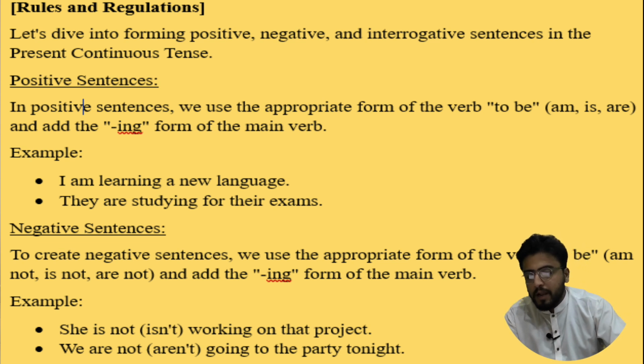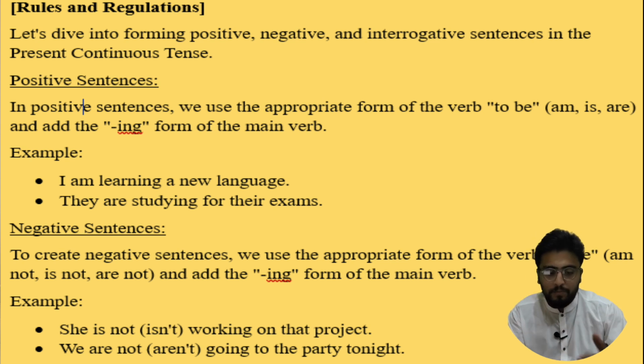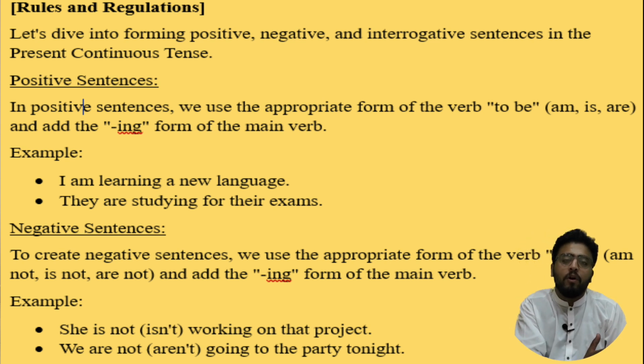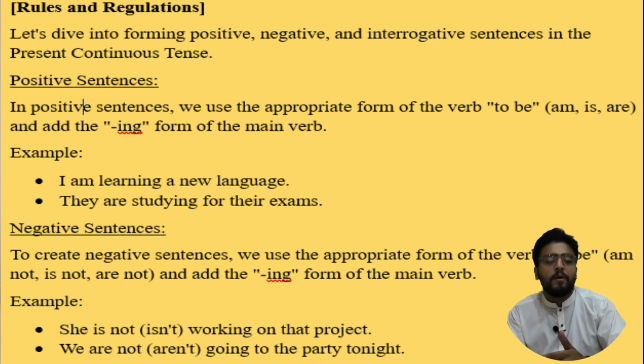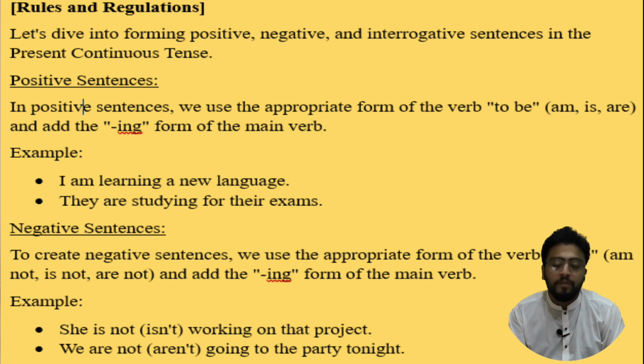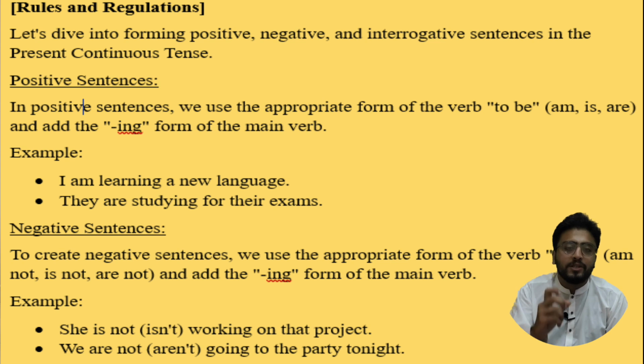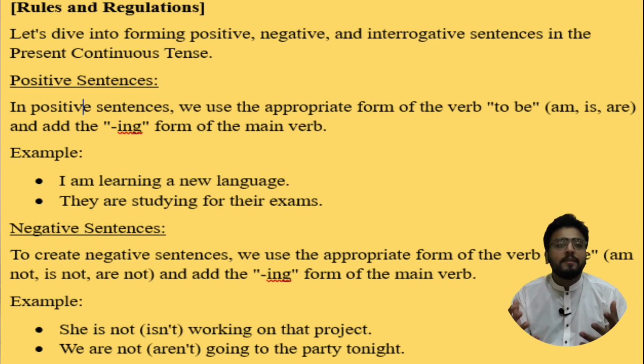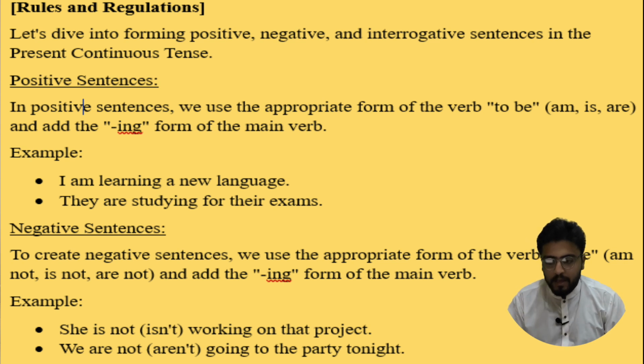Moreover, we add what? We add the ing form of the main verb. It means that either we add ing with the present form, or we use the present participle form of the given verb or of the desired verb. I request you to please read the examples and you will get the idea. I am learning a new language. They are studying for their exams.